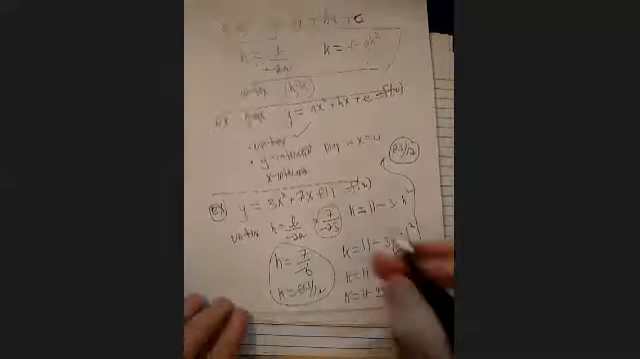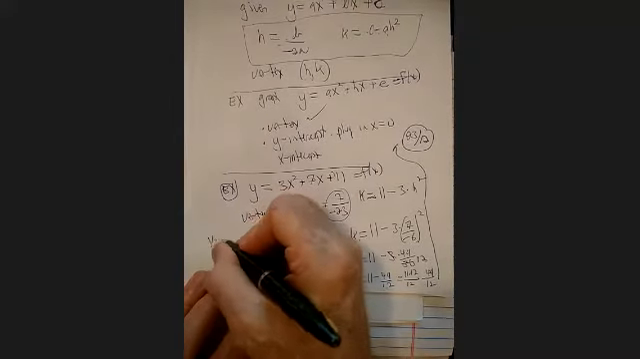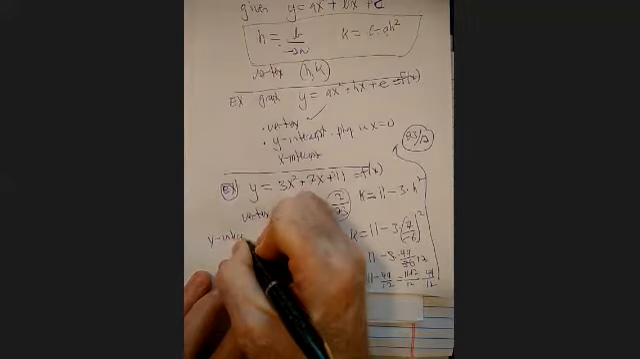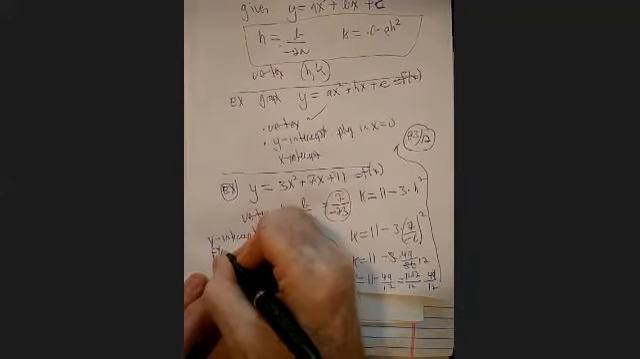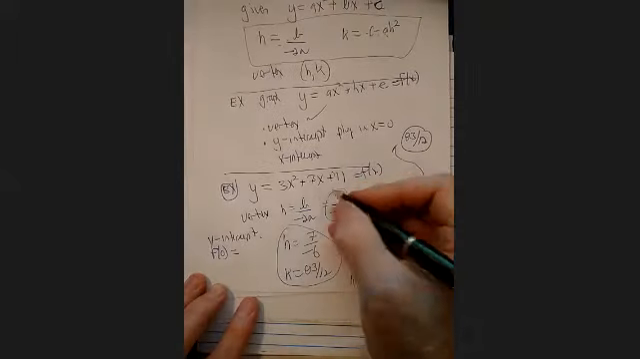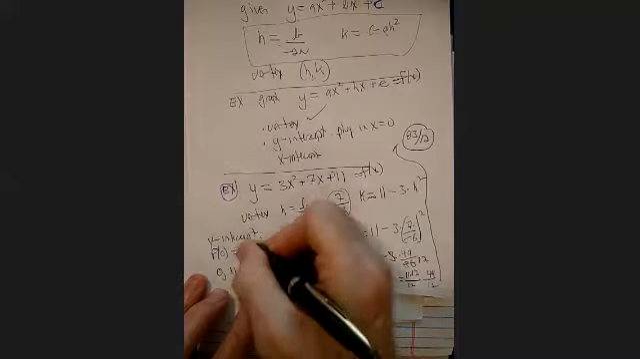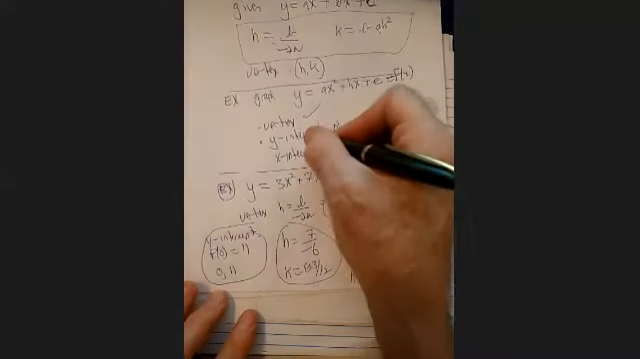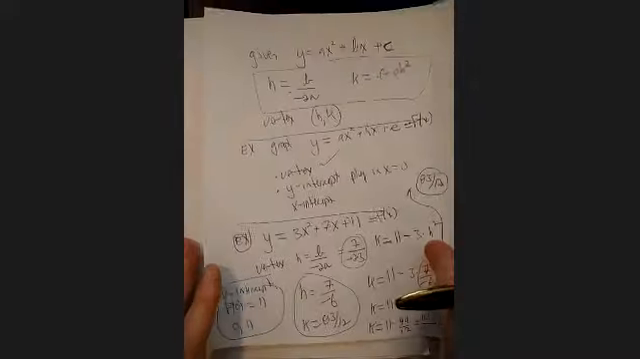Now, so I've got my vertex. Now I need to find the y-intercept, so I plug in x equals 0. f(0) equals 11, so my y-intercept is (0, 11). Now we're going to see if there's any x-intercepts on the next page. So again, I'll summarize things on the next page.